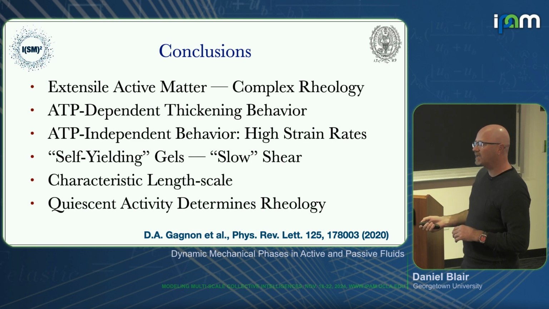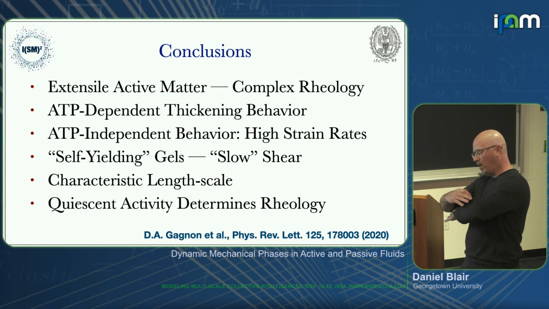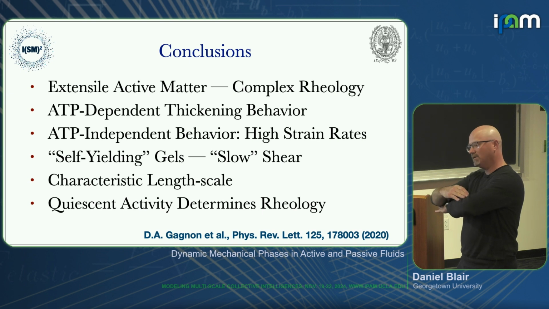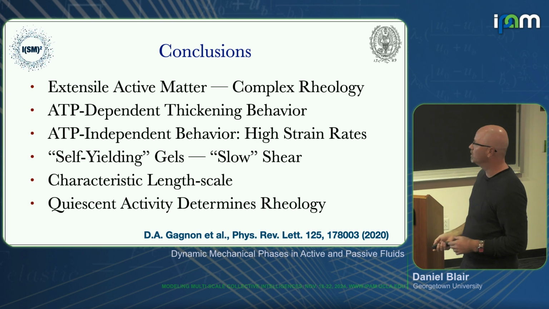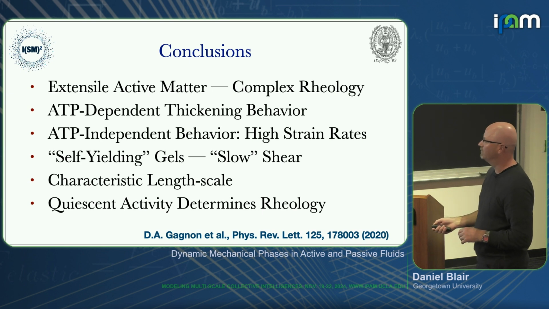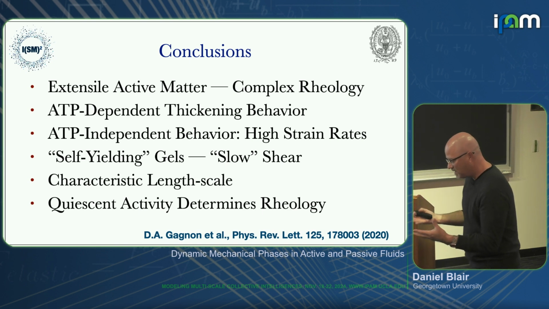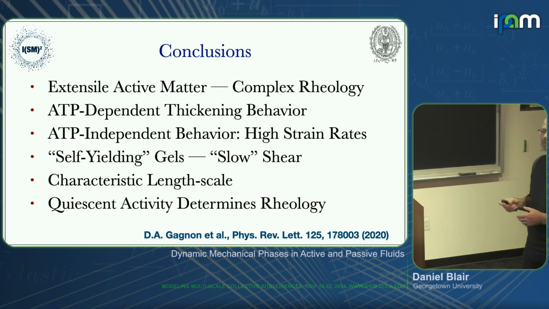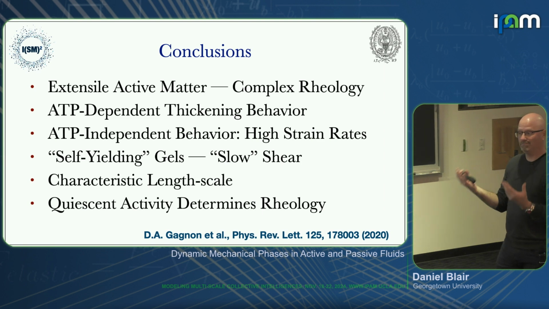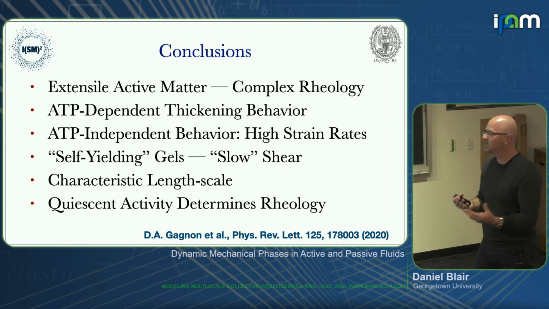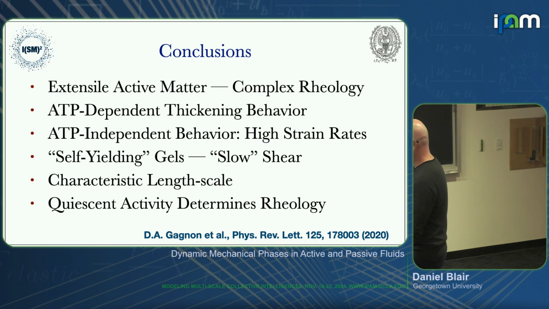There's a characteristic length scale in the problem which tells you how much of these things are overlapping and how much they actually have to traverse themselves in order to fall apart. We were able to measure that. It's about 11 microns. And that the quiescent activity, that is the activity without shear, actually determines the rheology, which is kind of a weird thing. It's this disconnect between these two states.